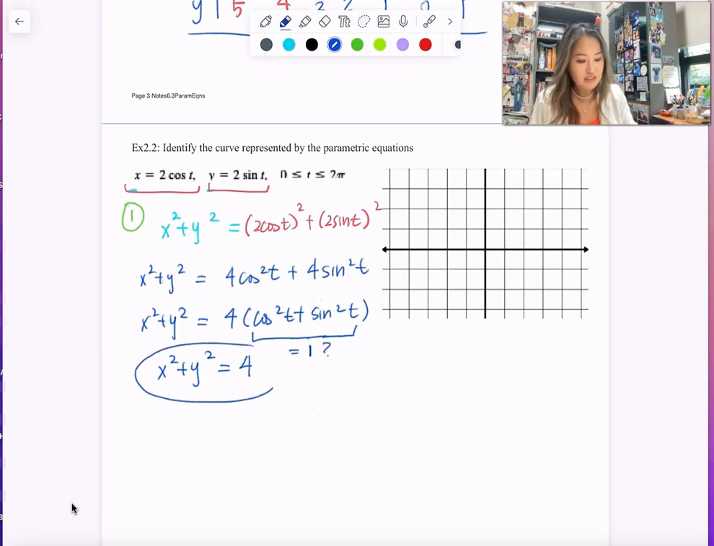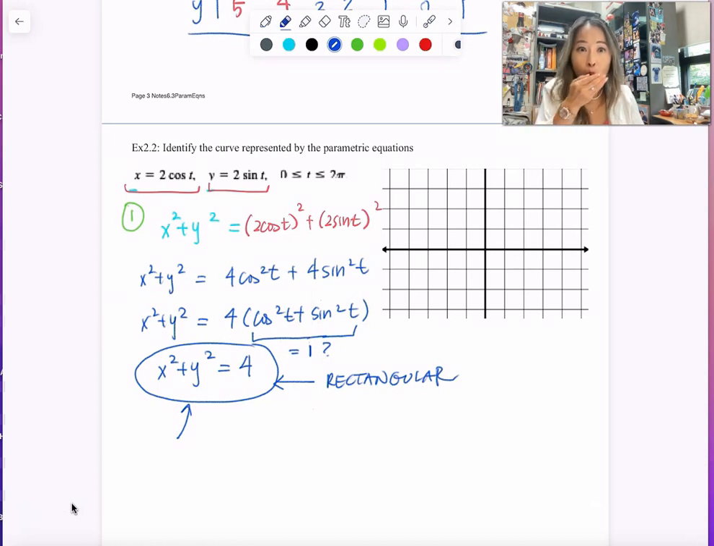So your equation is this. That is, you have just now eliminated the parameter. This is a rectangular equation, which means it only involves x's and y's. So wait, what is that? Isn't that a circle at the origin 0, 0 with a radius of 2? Oh my gosh, so I can just graph this and make a circle.